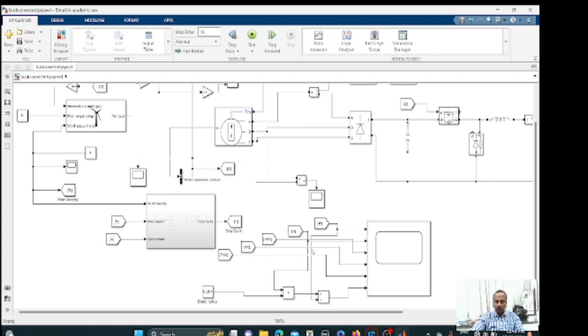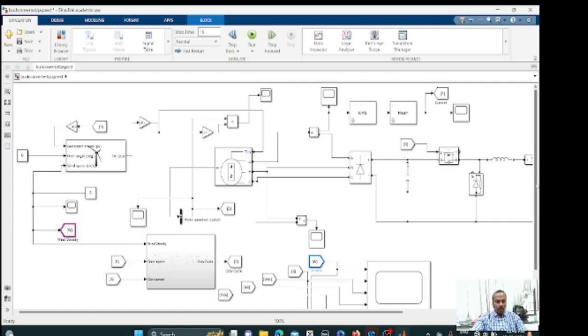The speed I have also taken with the radius, for finding the tip speed ratio. We should ensure the tip speed ratio is 8.1, right? So the blade radius I have considered as 0.2, so that we can get the tip speed ratio as 8.1. Then the power and speed feedback I have taken, and we will have all the values. I hope I have already explained everything.